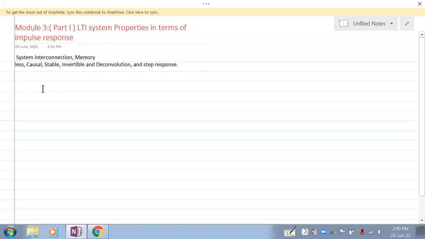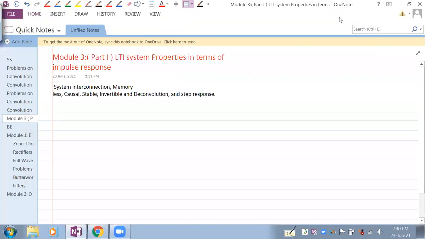So the first thing that we are seeing here is system interconnection. So everybody just take down this. The first thing that we are learning here is system interconnection. That means you need to have more than one system, so that we need to interconnect. So when you're interconnecting, you can interconnect the systems in different fashions. So that is what we are going to see now.